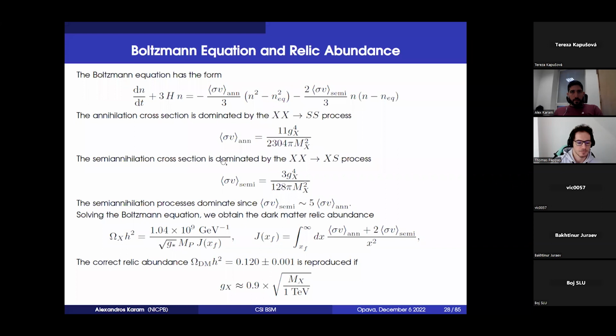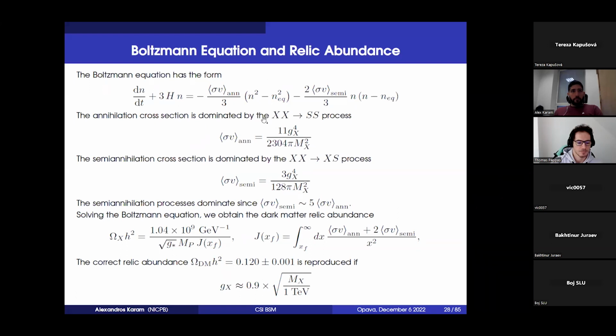Furthermore, the semi-annihilation cross-section is dominated by the XX to XS process. So two gauge bosons going to one gauge boson and one scalar, the second scalar. And the thermally averaged semi-annihilation cross-section times the relative velocity is given by this formula. And you can see that the latter is actually around 5 times larger than the former, which means that the semi-annihilation processes are actually more important than the annihilation ones.